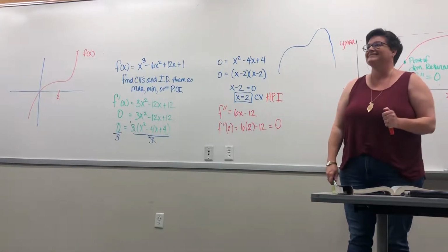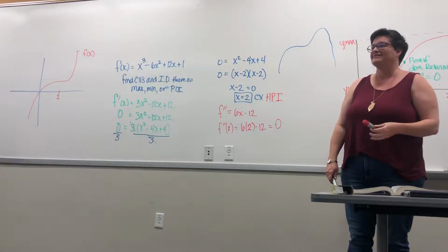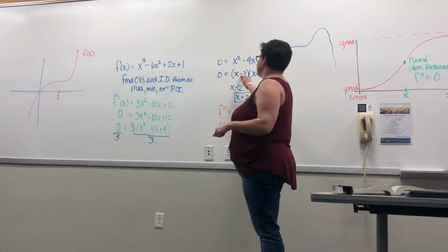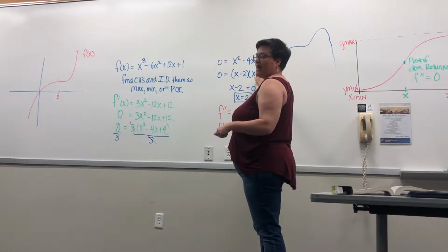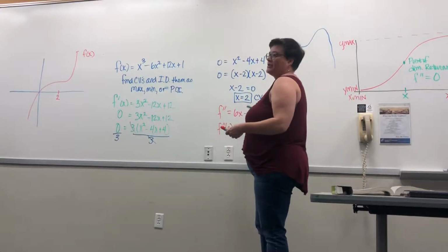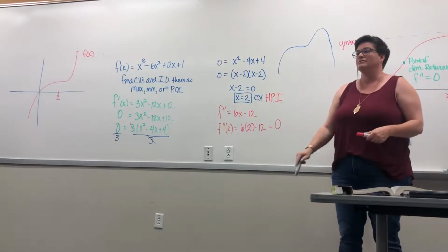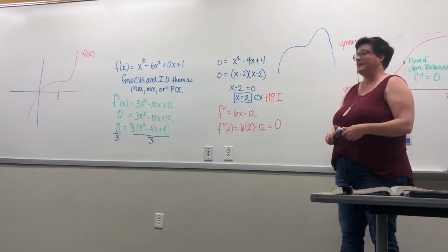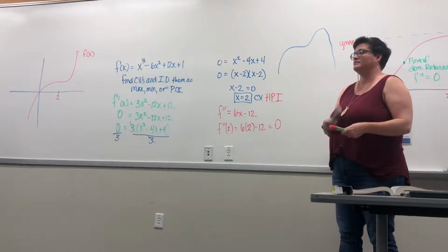How do you get multiple critical values? When you factor, and let's say these were different factored terms, you would get two different critical values out of that, and you would test them both. Can you get three of those? Absolutely.